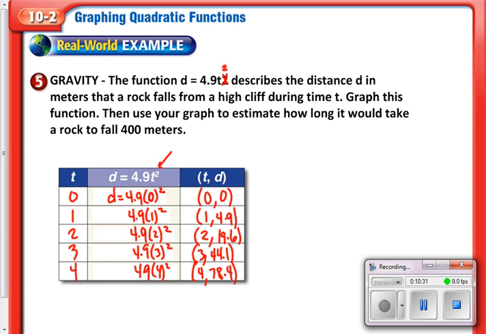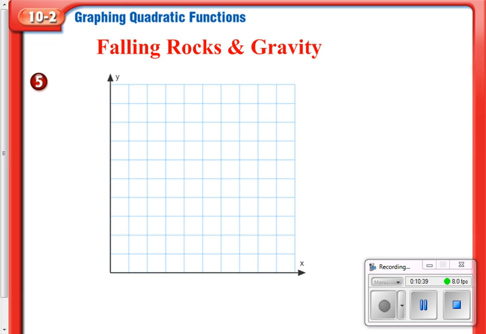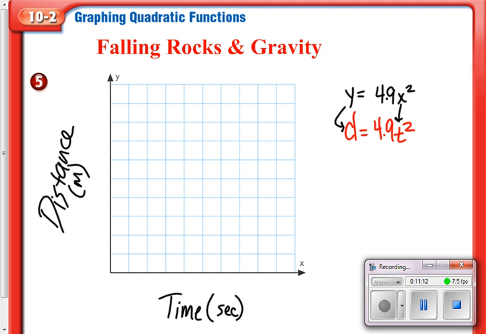There's my table. Ordered pairs are listed. Looking at the graph that you have, we'll probably need to title the graph. I have it as falling rocks and gravity. Now you have to title your axes, the y-axis and the x-axis. They give you the equation d equals 4.9 t squared. Well, we know that this is normally y equals 4.9 x squared. So y is d, distance, and x is t, time. So that's what we'd want to label the axes. There's our time in seconds.